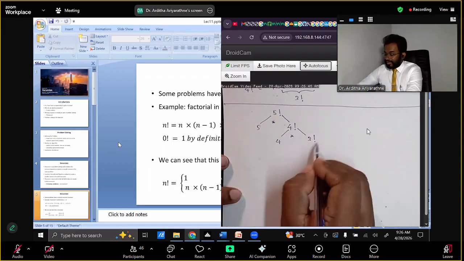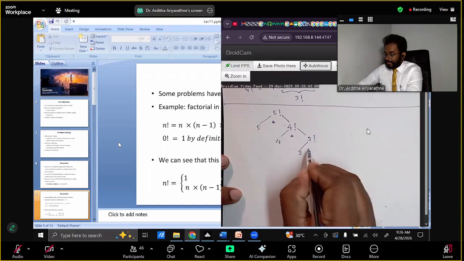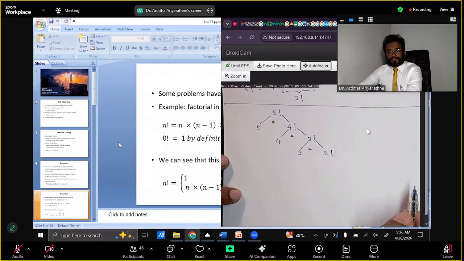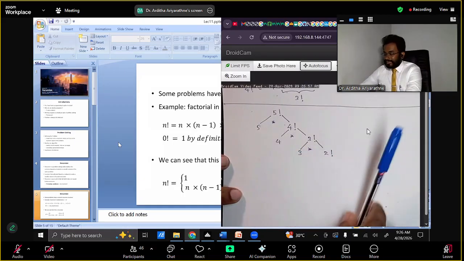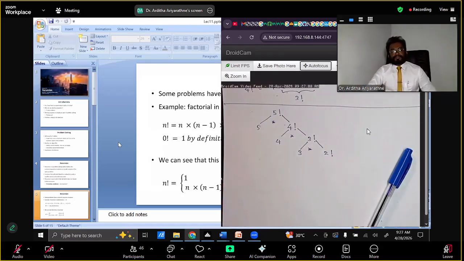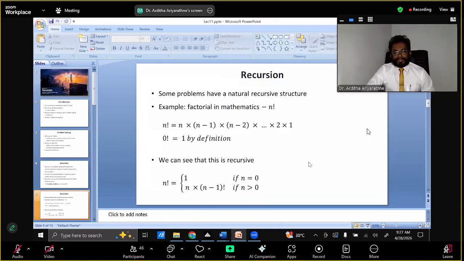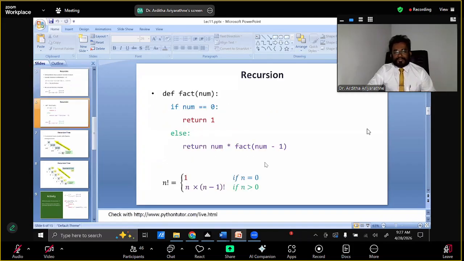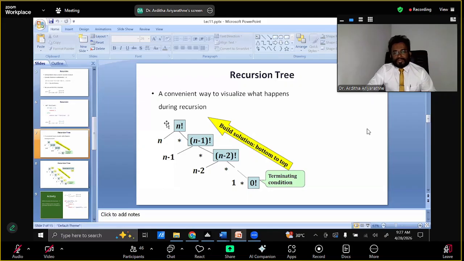Likewise, we can continue. What is factorial 3? 3 means 3 multiplied by factorial 2. Now you can see the recursive behavior here. There is a recursive behavior. Now we can continue this up to a basic level. Here I'll show you, this is the behavior, until we reach the basic level.